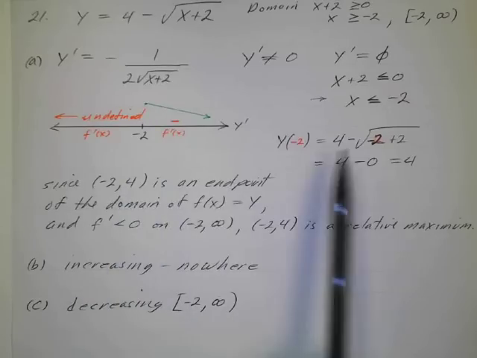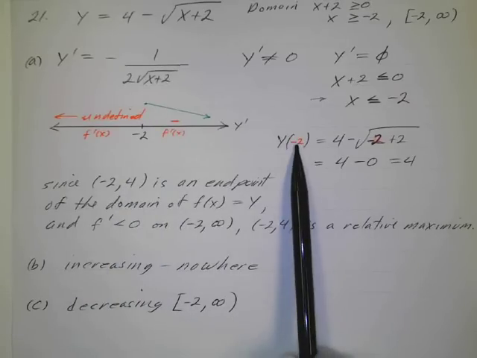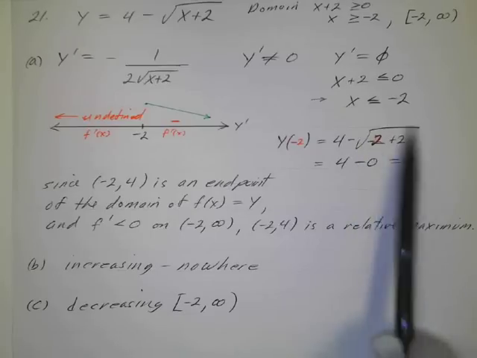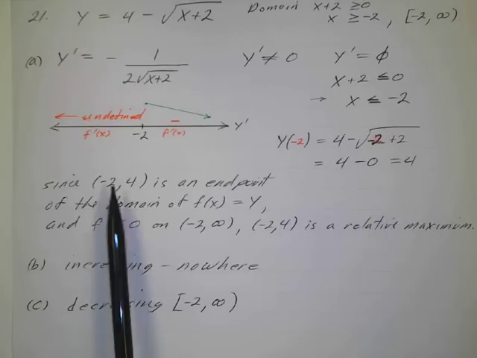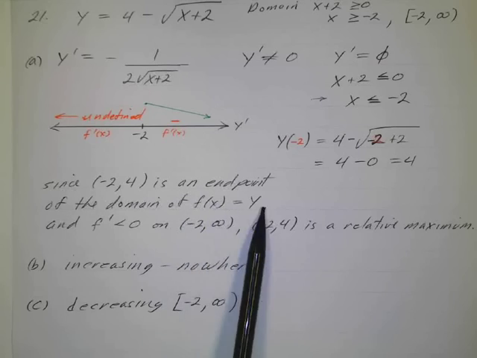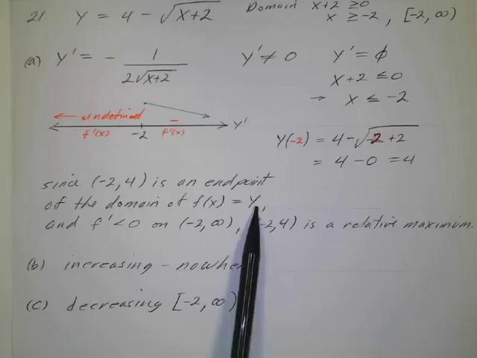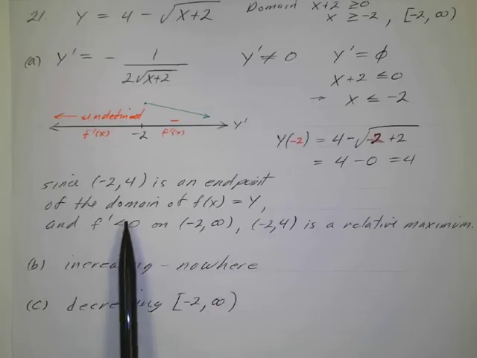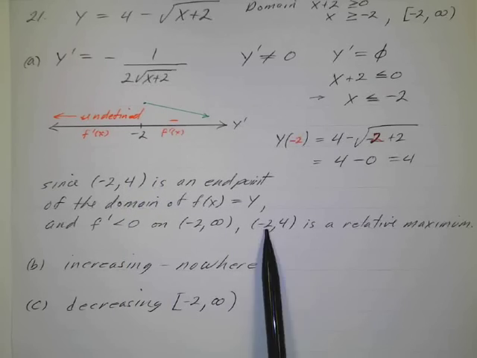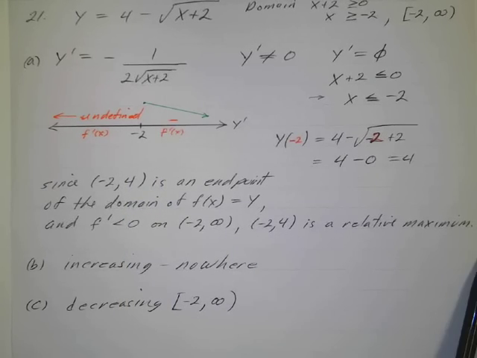So we can put the value for negative 2 back in the function y. Y of negative 2 equals 4 minus the square root of negative 2 plus 2. Well, that's just 0, so it's just 4. So negative 2, 4 is an endpoint of the domain of f of x equals y, or y equals f of x. And since the derivative f prime is less than 0 on negative 2 to infinity, negative 2, 4 is a relative maximum.